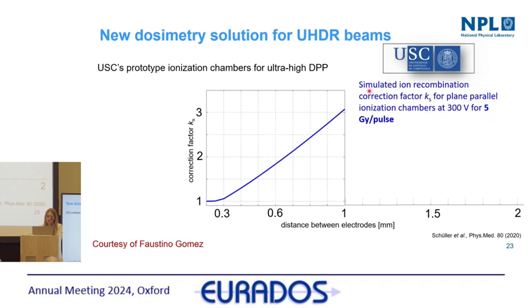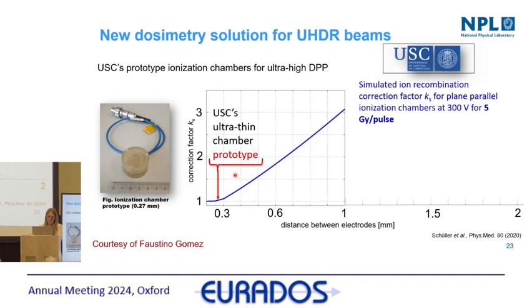And he demonstrated that if we decrease the distance between electrodes significantly, we actually can alleviate problems related to ion recombination. He came up afterwards with the first prototype of a so-called ultra-thin ionization chamber, which had an electrode gap separation below 300 micrometers, in this case 270 microns. And just to guide your eyes, where current commercially available ionization chambers are sitting on that graph, you can see those chambers will be exhibiting very, very large ion recombination effects for this experimental configuration.